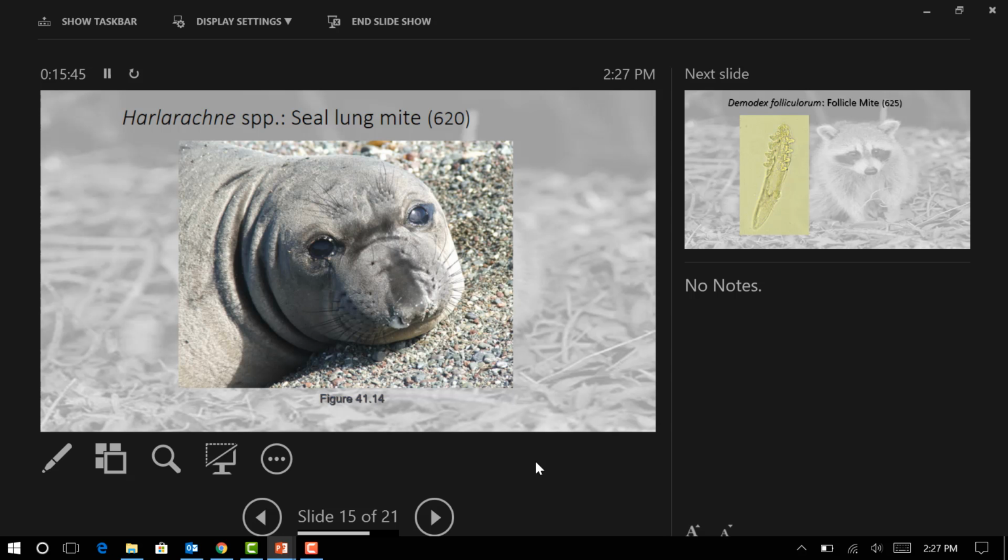Halarachne species, seal lung mites. So now we're transitioning from ticks into mites. And as we make that transition, you have to keep in mind that the biggest difference between ticks and mites is that ticks are macroscopic, visible with the naked eye. Mites are microscopic and not visible with the naked eye. And so you've got this genus here, Halarachne species, that live inside of the lungs of seals. Here's a very sad looking seal for you to demonstrate some of just the pathology of this.